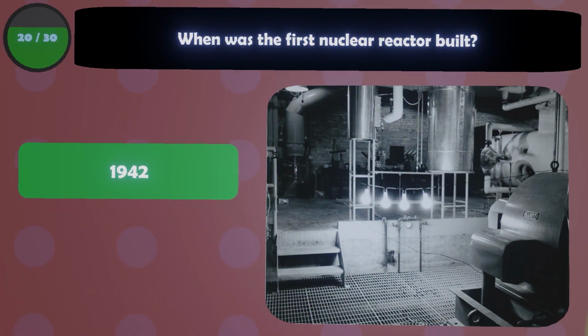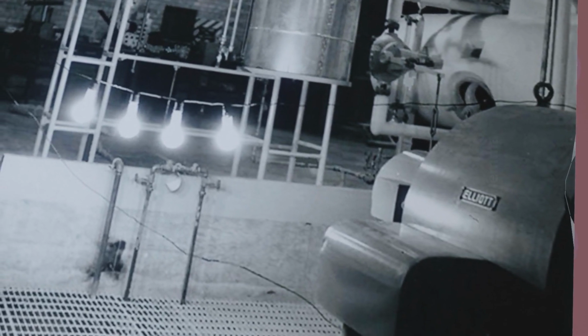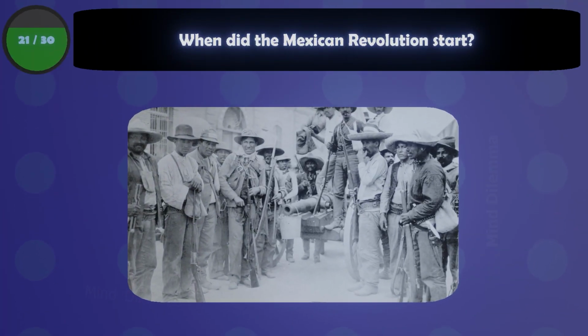The first nuclear reactor, Chicago Pile 1, achieved criticality on December 2, 1942, under the leadership of Enrico Fermi. When did the Mexican Revolution start?